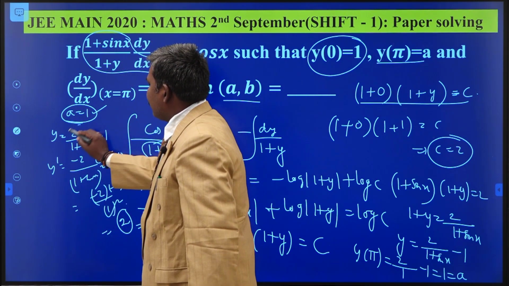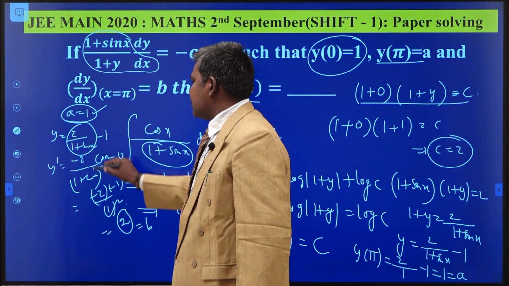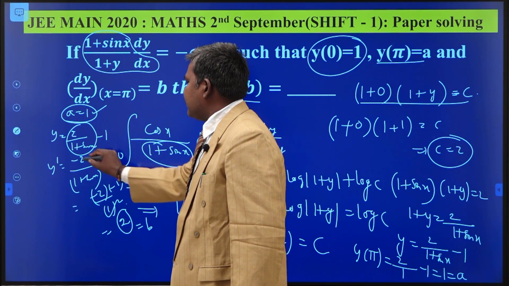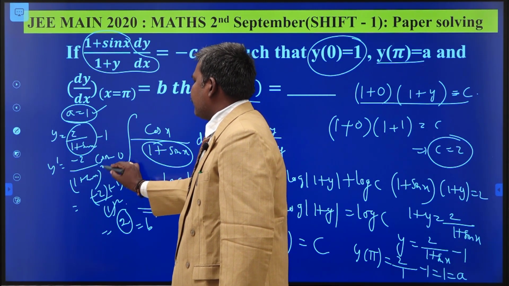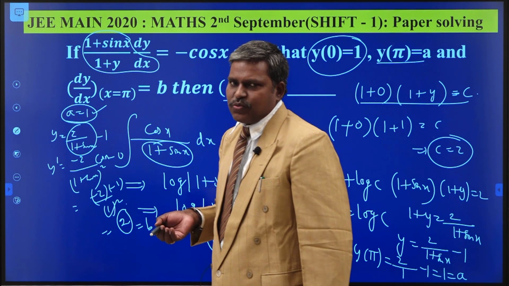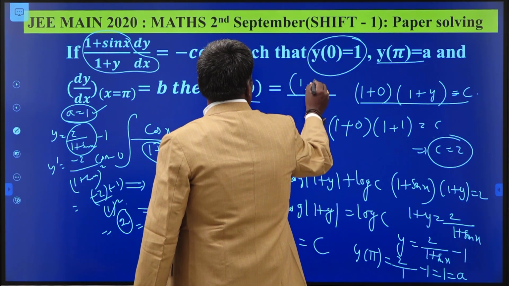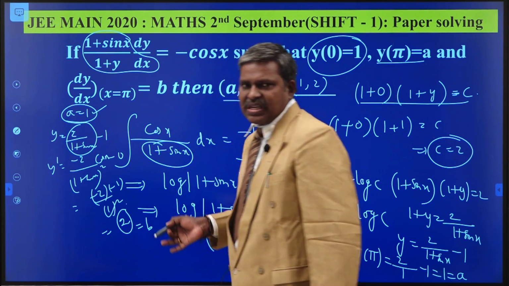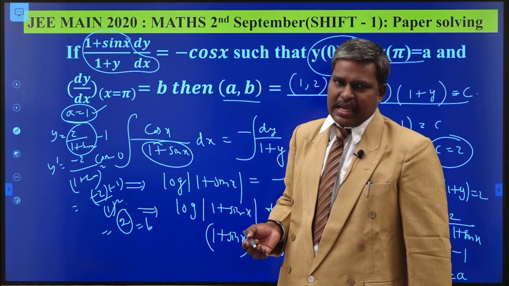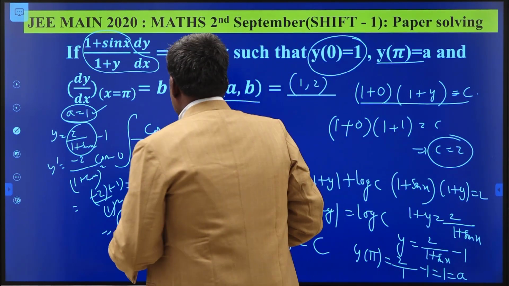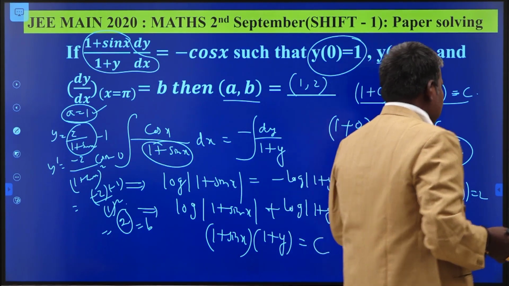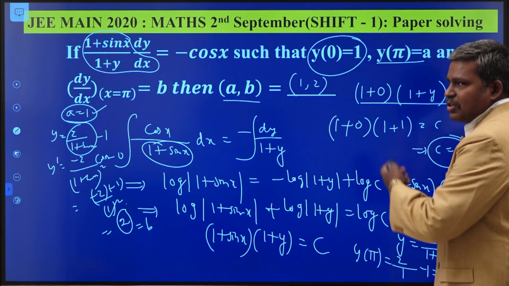So it is of the form 1 by x. The derivative of 1 by x is minus 1 by x square. You have to write the derivative itself. The derivative of 1 plus sin x is cos x. Cos pi is what? Minus 1. So we obtain the values of A, B are 1, 2. This is a simple question, but it takes some time. This is the question related to differential equations like the variable separable method.